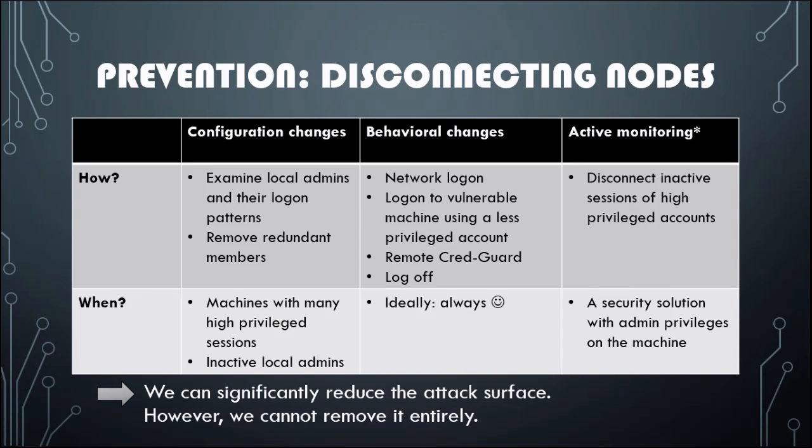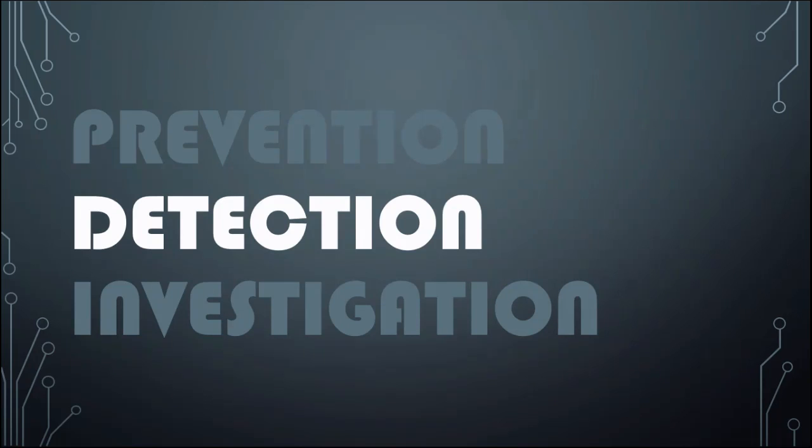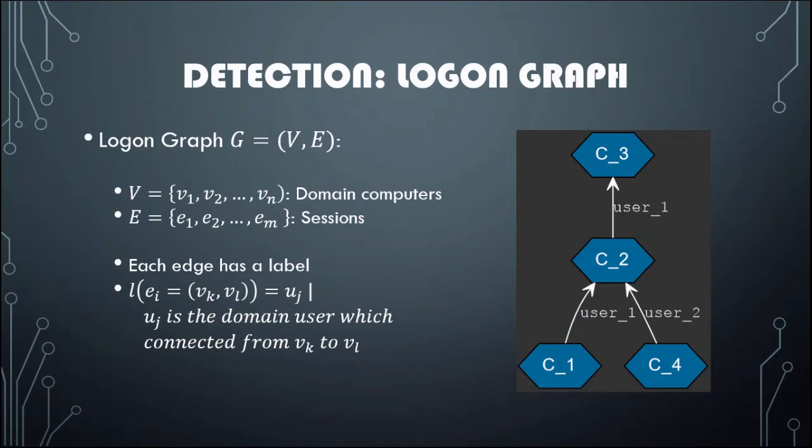Now, we know that no matter how much we try to reduce the attack surface, we will not be able to remove it entirely. We'll still have high privileged accounts logging into computers that they shouldn't be logging into, or we'll have misconfiguration where a user adds local admin to a vulnerable machine that shouldn't be present there. The question is, what can we do with the remaining attack path? Well, we can hope to detect them. First, let's begin with a few definitions before seeing the detection itself.